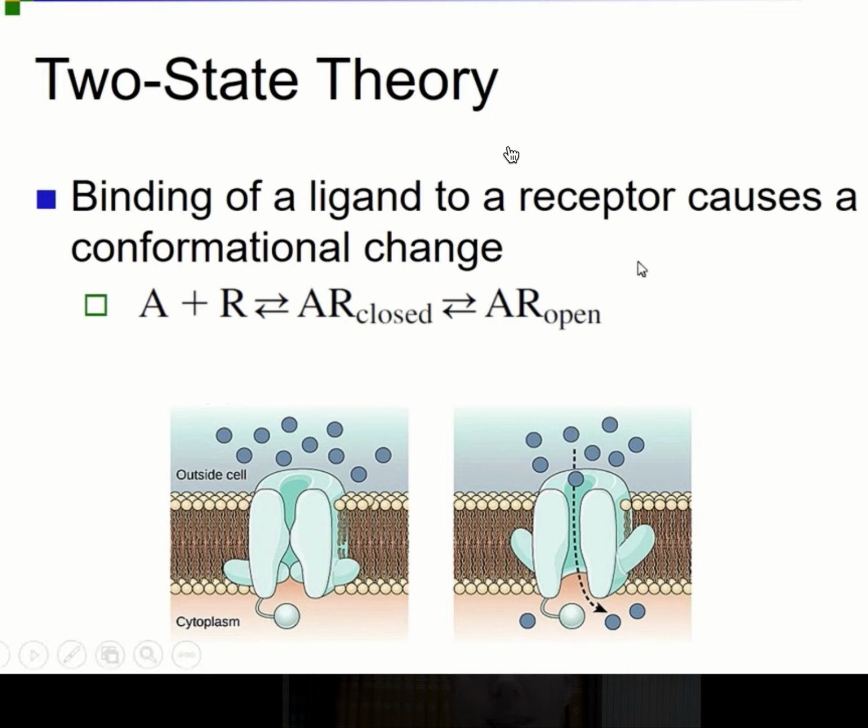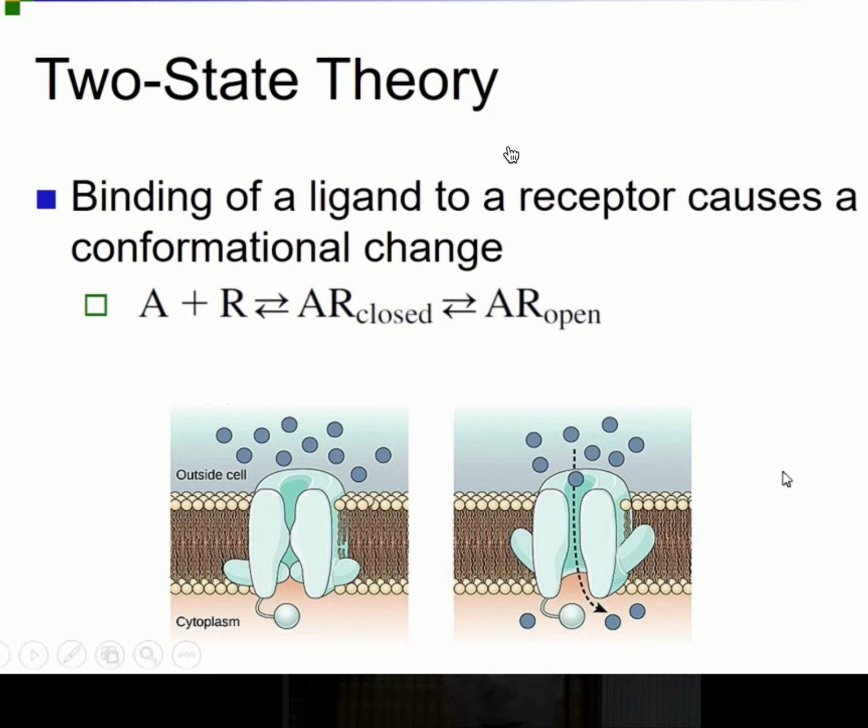So here we're looking at a set of equilibria. And so we have an agonist A plus receptor R. Those come together to form a complex of an agonist with a closed receptor. And the agonist with a closed receptor can dissociate. So that complex can fall back apart into the agonist and receptor separate. Or it can switch to the agonist with an open receptor. And notice these are equilibria, so it's two directions. And so an agonist with an open receptor can go backwards to an agonist with a closed receptor, which can then go backwards to the two entities being separate from each other, not in a complex.